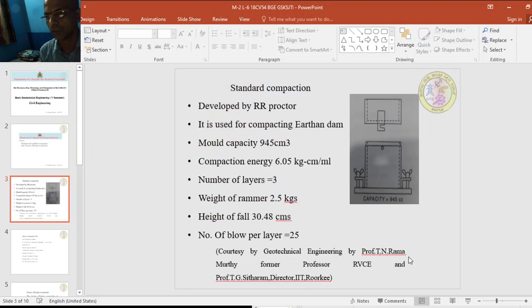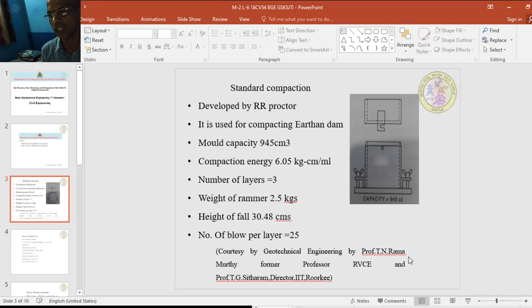Coming to compaction, light compaction is also called the Proctor compaction test. Initially it was developed by R.R. Proctor. Later the same procedure was adopted by IS 2720 Part 7 of the Indian Code of Practice. This is basically designed for earthen dam construction, where vehicle movement is negligible.